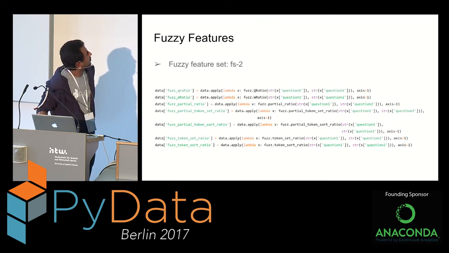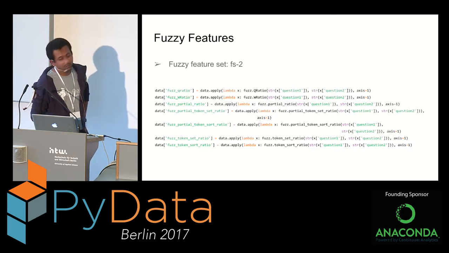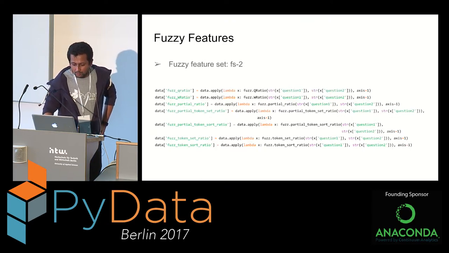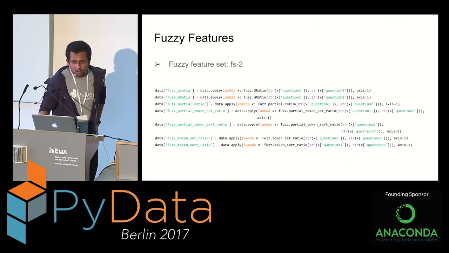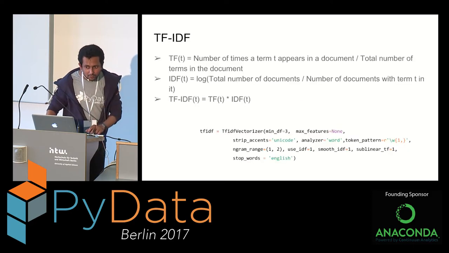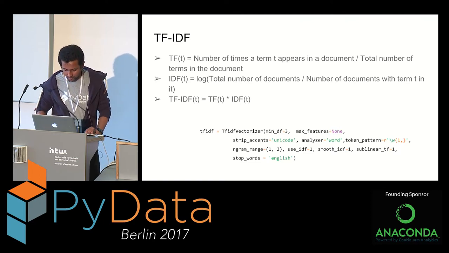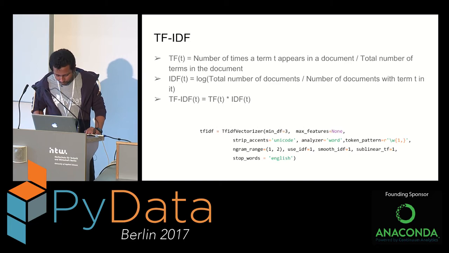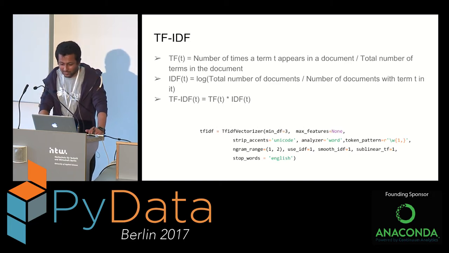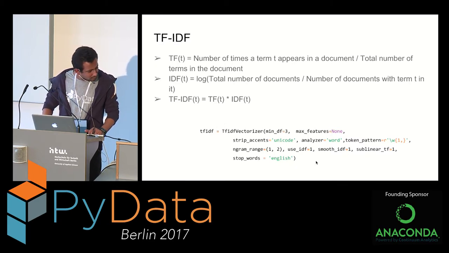Not so difficult. The next two features that I'm going to discuss are also very basic, but they have been used in all kinds of natural language processing problems all the time, so it's mandatory to talk about them. The fuzzy features are FS2, feature set 2. Next, TF-IDF. Everybody knows what TF-IDF is: term frequency multiplied by inverse document frequency. I always use these parameters. It's from scikit-learn, the TF-IDF vectorizer, and they always work. It's like magic.